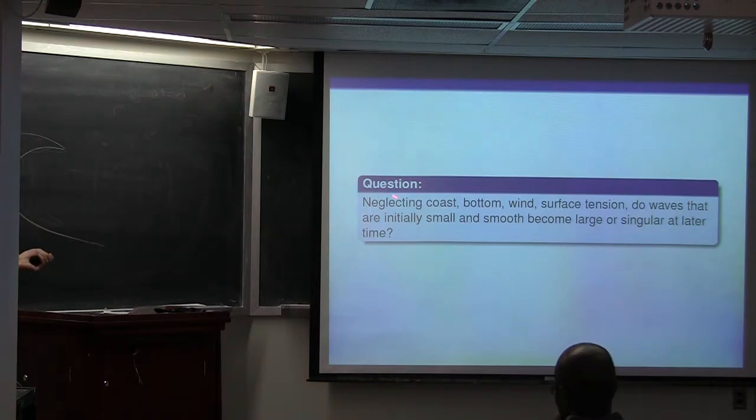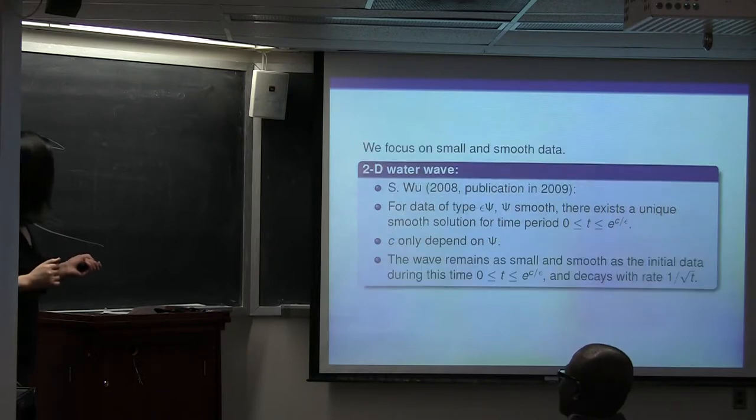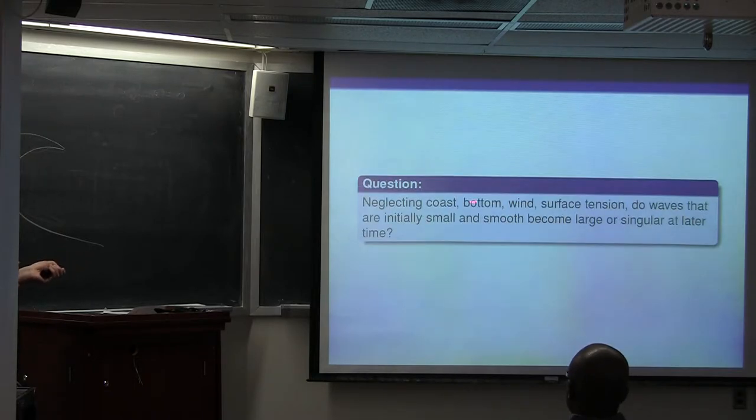Okay, so the question is, if we neglect the coast, bottom, wind, and surface tension, do waves that are initially small and smooth become large and singular at a later time? So this so-called rogue wave, there are a lot of conjectures about it, right? Because certain ships didn't come back, and also where the ship disappears, nearby sailing ships have absolutely no difficulty. When you talk about rogue waves, you don't think about storms, right? If it's a storm, you can forecast it. But if it's not due to weather, where does it come from? Why does a certain ship disappear while another ship nearby is all fine?